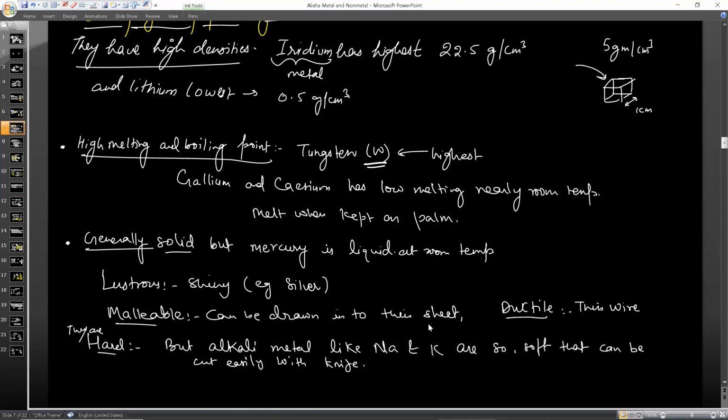And they are good conductors of electricity. As you know, they are shiny, and the most shiny metal is silver. Gold is the most ductile metal. Tungsten has the highest melting and boiling point, and iridium has the highest density. So please memorize this fast, and then you have to start writing in your copy.